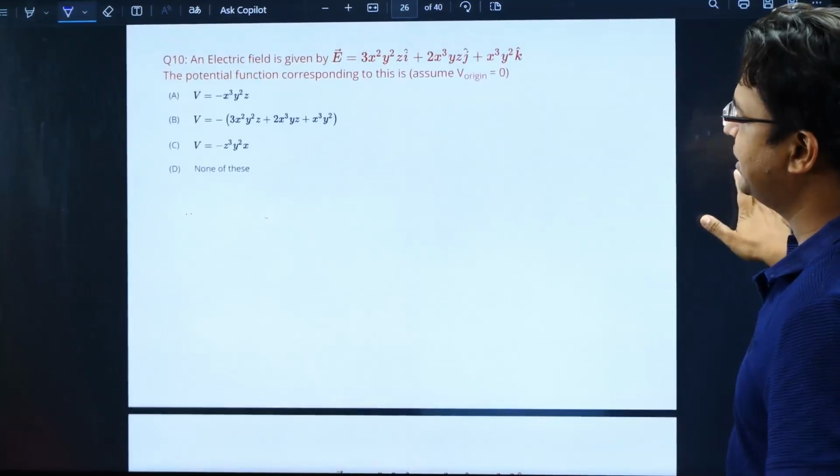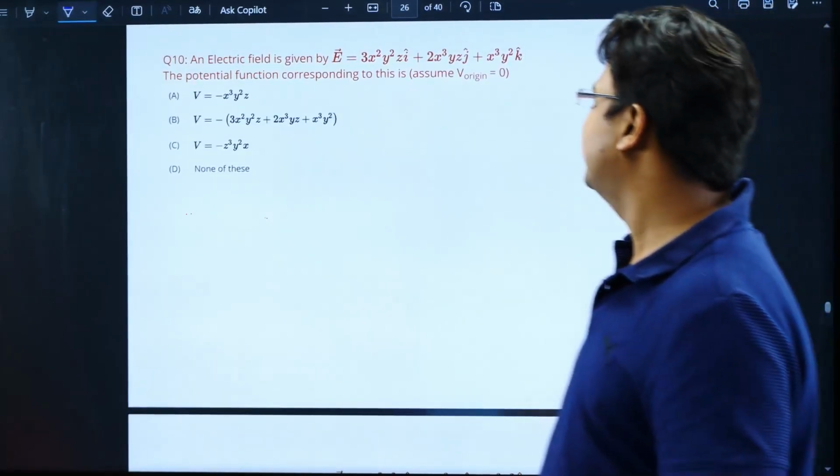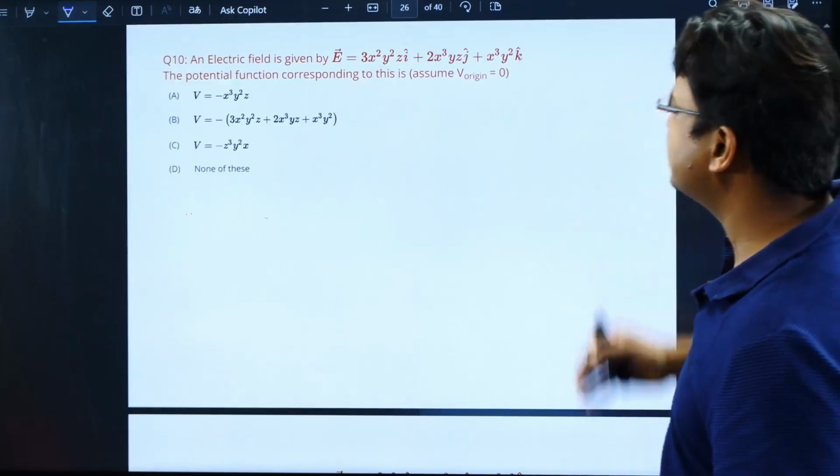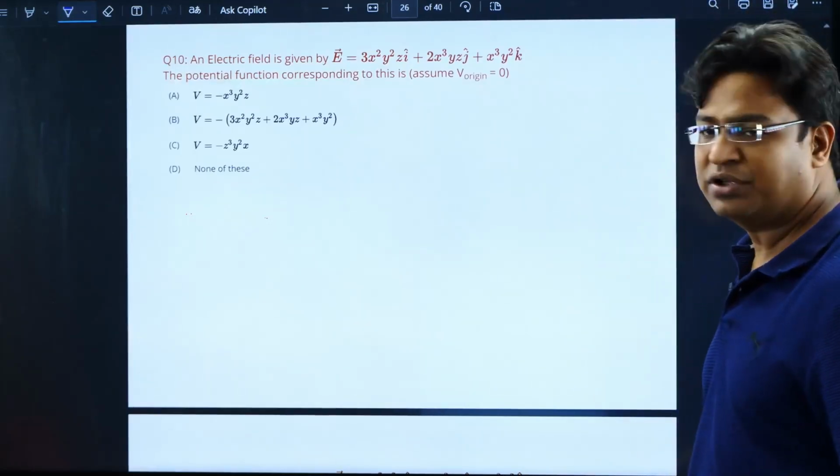Okay, now question number 10. An electric field is given by E equals 3x square y square z i cap plus some function is written. We need the potential function corresponding to it. How do we do this question?